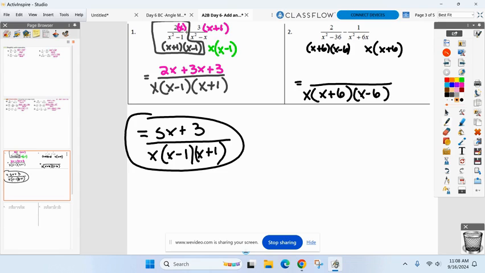All right, what do I need to multiply by now? Look at the first fraction, 2 over x plus 6 and x minus 6. What was it missing from the common denominator? An x. So that's the only thing you've got to multiply the 2 by.